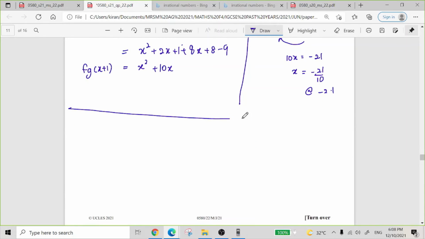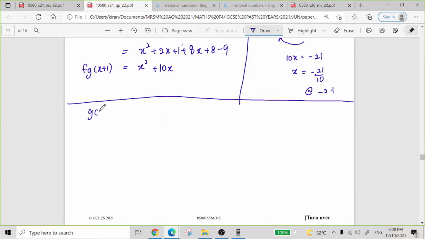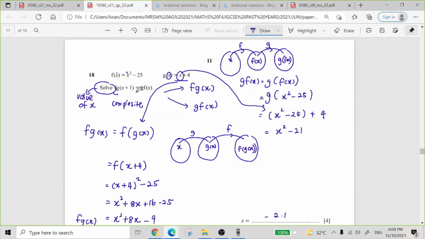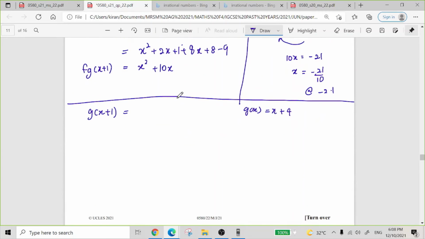Okay, kita boleh dapatkan dulu gx plus 1. As we know, gx is x plus 4. So kita dapatkan dulu x plus 1 kat sini. Cara cepat sikit lah kot, saya rasa lah. x plus 1 and then we plus 4, so we get x plus 5. So kita dah dapat dah fg x plus 1 is x plus 5.